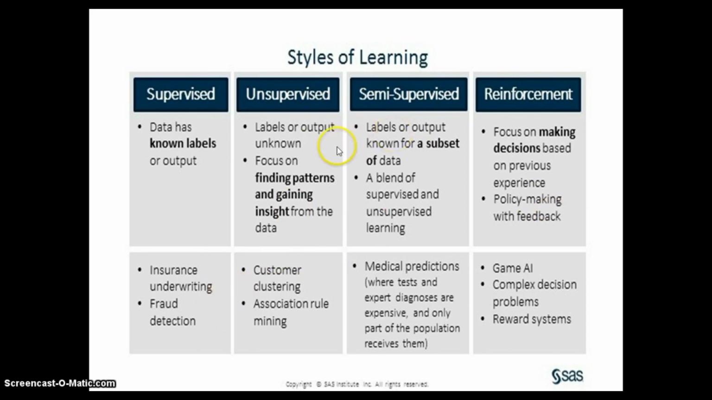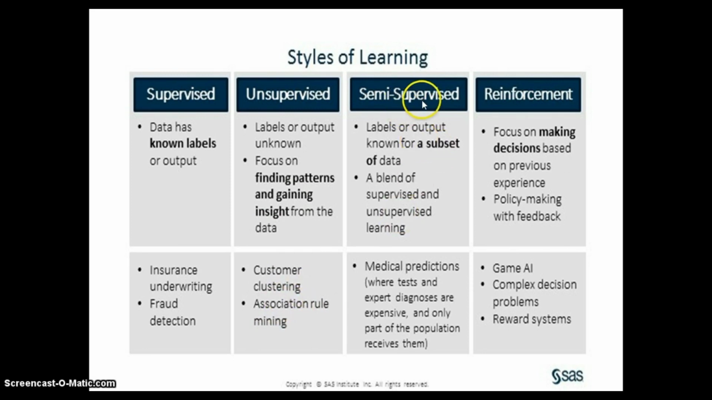Next is the unsupervised. Here the labels or output are unknown. It will focus on finding the patterns and gaining knowledge or insight from the data. The algorithms are customer clustering and association rule mining, which are clustering algorithms. We'll see the clustering algorithms in the further sessions.